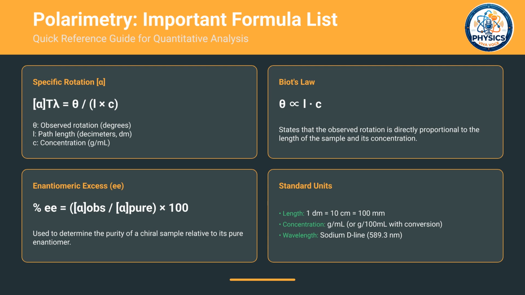Here is a quick reference guide for important polarimetry formulas. Key equations include specific rotation and enantiomeric excess. Remember the standard units: length in decimeters and concentration in grams per milliliter, usually measured using the sodium D line wavelength.